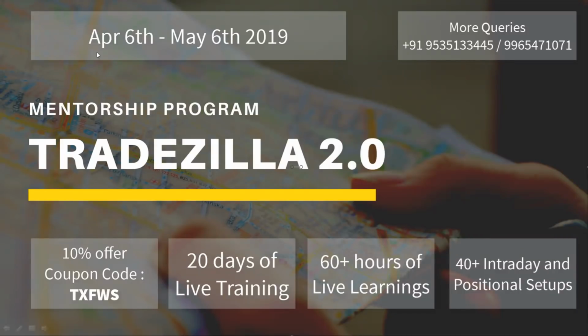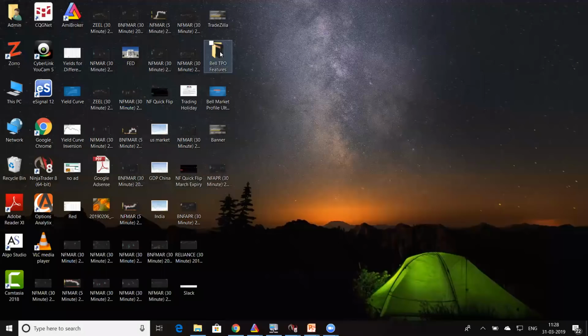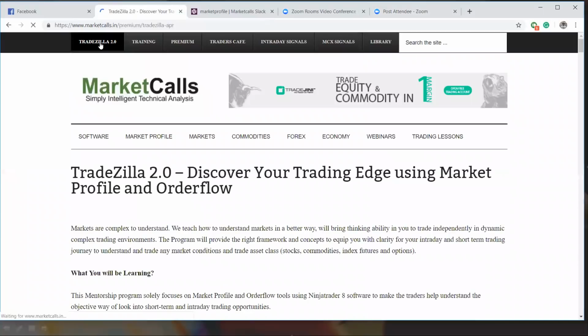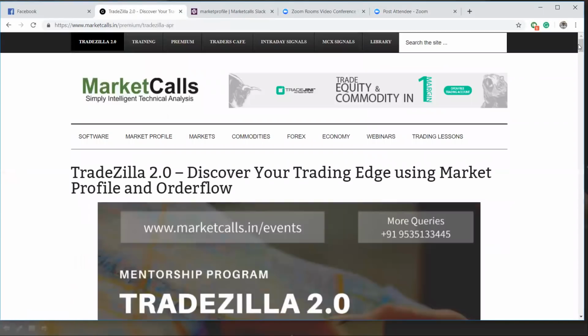So the event is happening from April 6th to May 6th. The complete agenda, you can go and look into it. If you haven't gone through the agenda, it's a very intensive agenda. You can always go to marketcalls.in, go to the Tradezilla 2.0 portal, where the complete agenda, everything we are going to talk about and cover, is listed, from the trader's behavioral perspective, right? So that is the ultimate key for getting an edge.